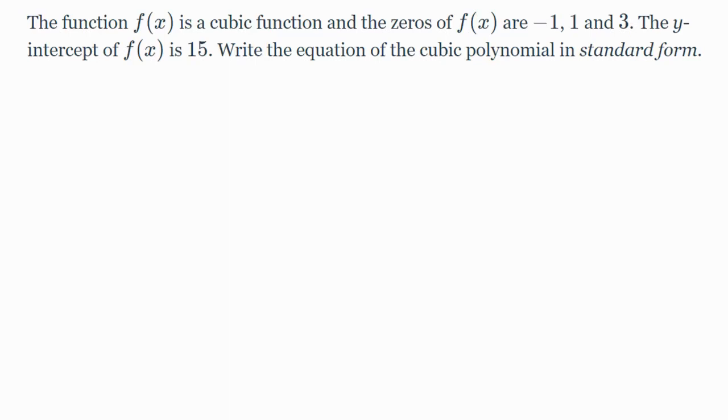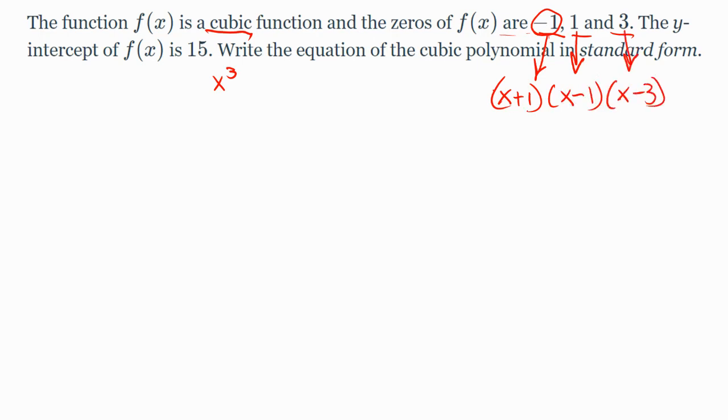So now we're given a verbal description, no table, but all the critical details are here for us. First thing we're told is this is going to be a cubic function, so I need my answer to have x to the third in it. And then it has 3 zeros, and those 3 zeros should come from the factors of the opposite of the value. So it should be x plus 1, and then this is going to be x minus 1, and then this came from an x minus 3.